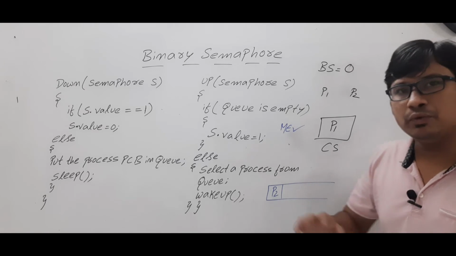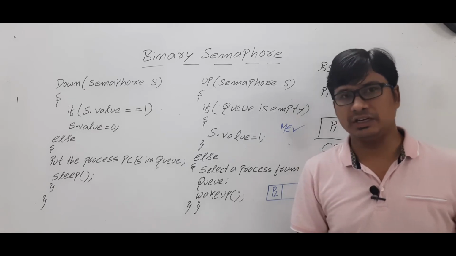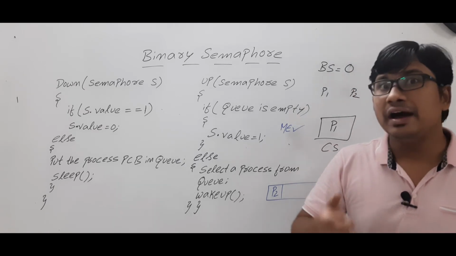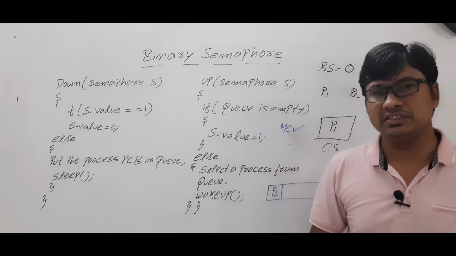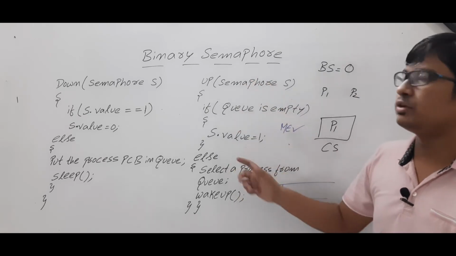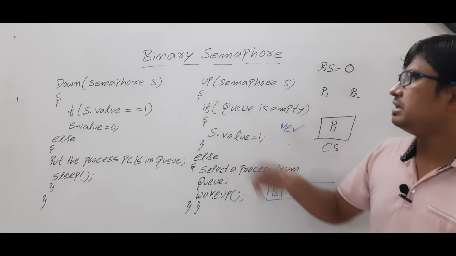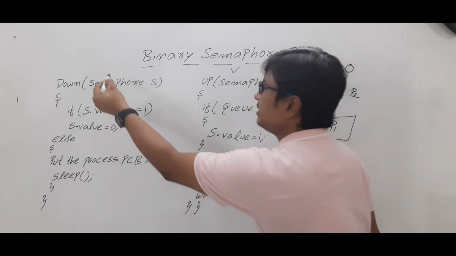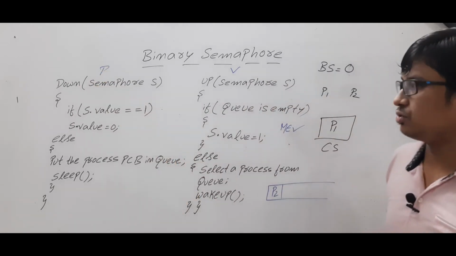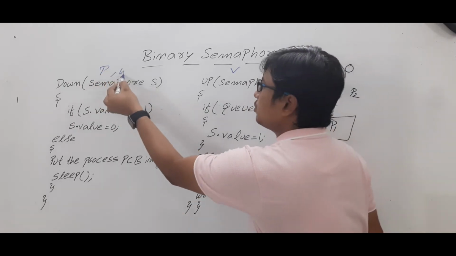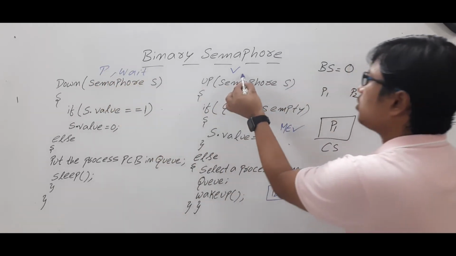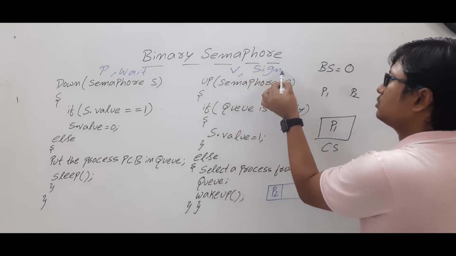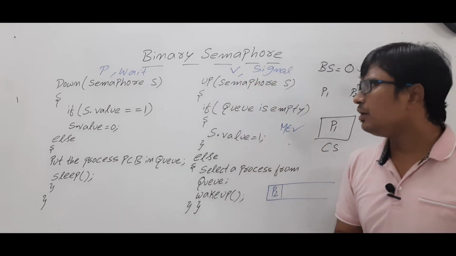Now let's take that process P1 has completed execution in the critical section. Then what will we do? After the critical section, you will have the exit section. In the exit section, you have to perform the up operation. This one we call the V operation, and this one we call the wait operation. Sorry, the P operation, also called the wait operation. The up operation is also called the signal operation. Is it clear?